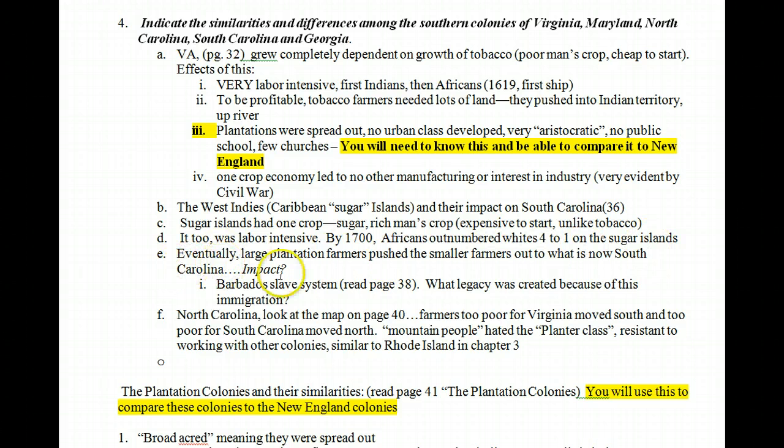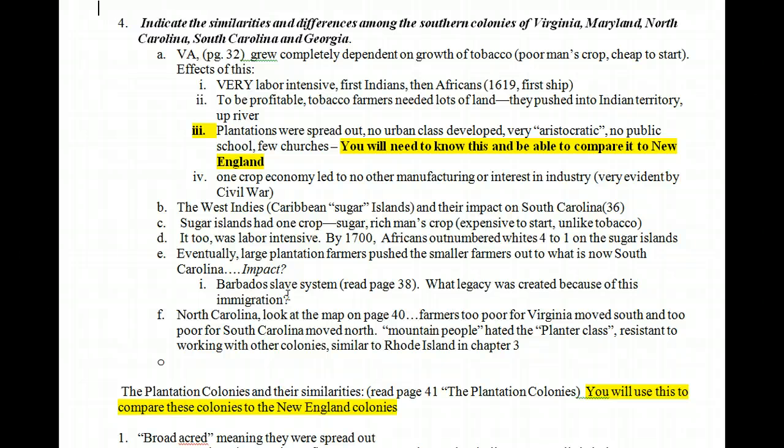Eventually, in these islands, the large plantation farmers pushed the smaller farmers out, and they came to what is now called South Carolina. And one of the ways this impacted it is, if you look on page 38 in your book, there's a document there, and we're going to talk more about documents soon. It brought the Barbados slave system and the slave laws, and it was very harsh and cruel.